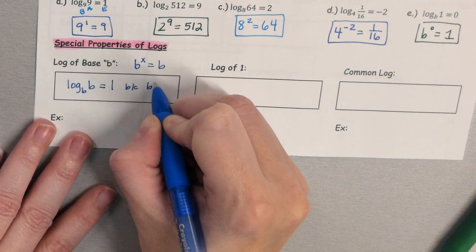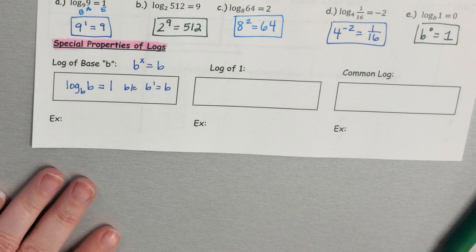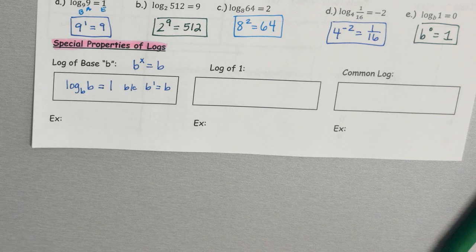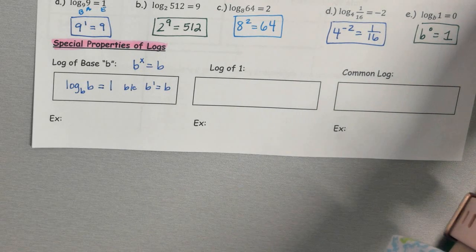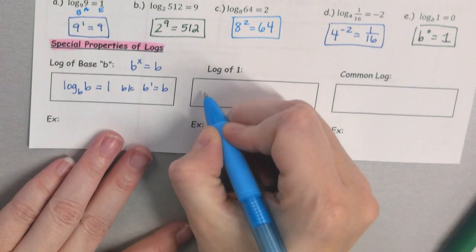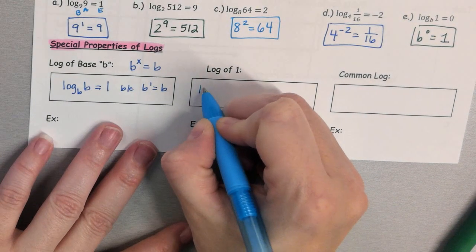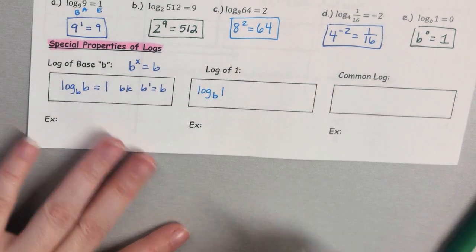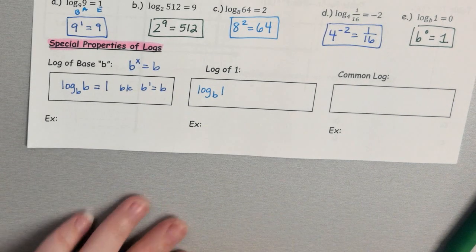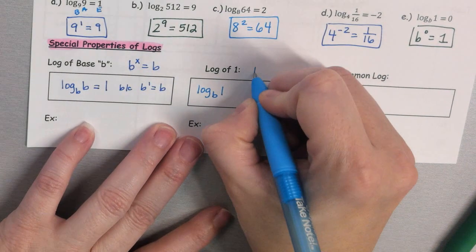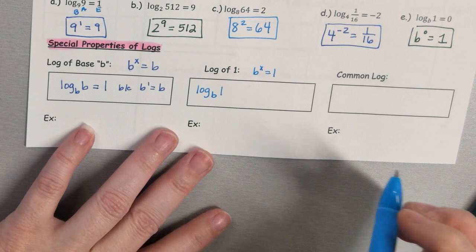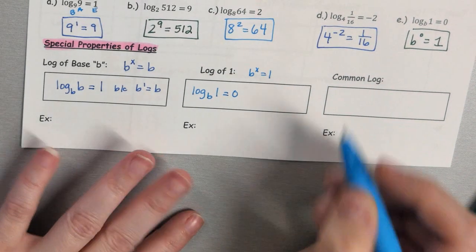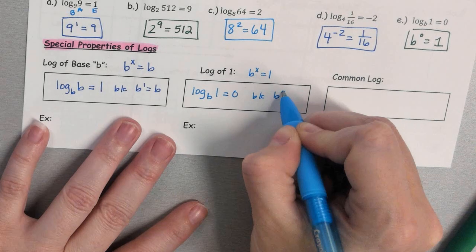Okay? And that's because b to the first equals b. So this is a special property you could use. Something else that's special is the log of 1. With this one, it doesn't matter what your base is. Let's say you have a log of base b of 1. When you're thinking about solving this, you would be asking yourself, b to what power equals 1? Yeah, 0. So this just equals 0, and that's because b to the 0 equals 1.